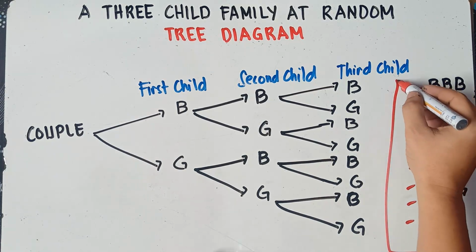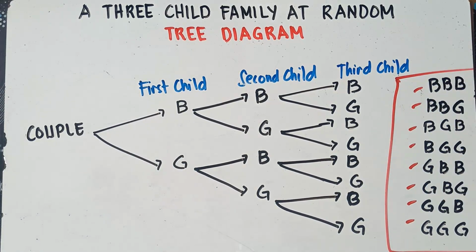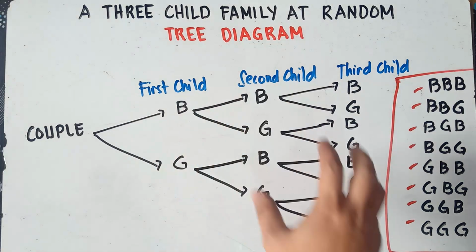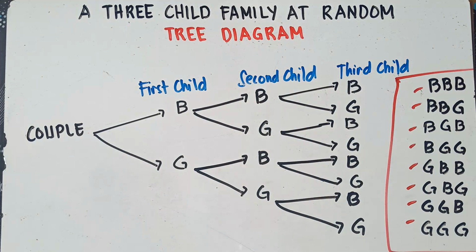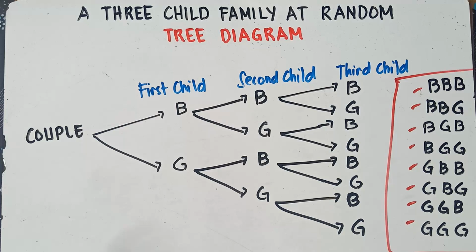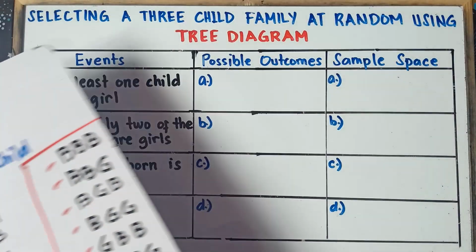possible outcomes, and we call this one the sample space, because sample space is the set of all possible outcomes. So once again, class, I hope it's clear for you, with regards to a three-child family at random, and we are using a tree diagram. Now, since we already have our sample space, we can answer the following questions from a while ago with regards to the sample space.